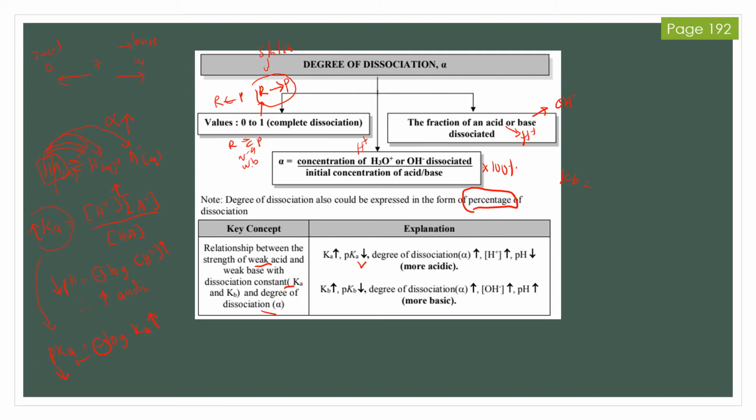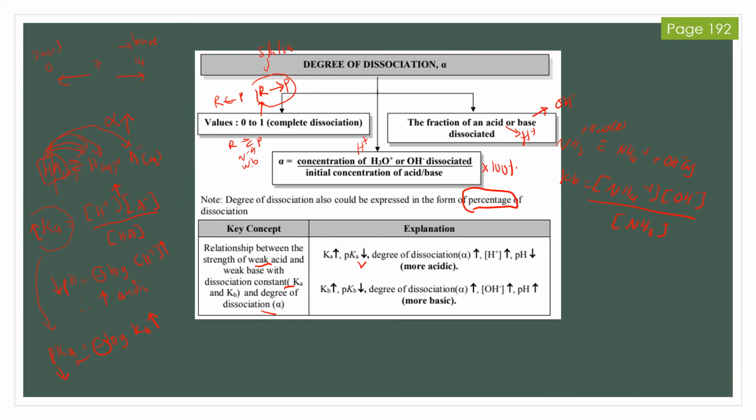KB, kat sini kita guna yang tadi boleh. NH3, NH4 plus, OH minus. Ada H2O liquid kat sini untuk balancekan the equation. Okay, for the KB, the equation NH4 plus OH minus divided by the NH3, the ammonia.